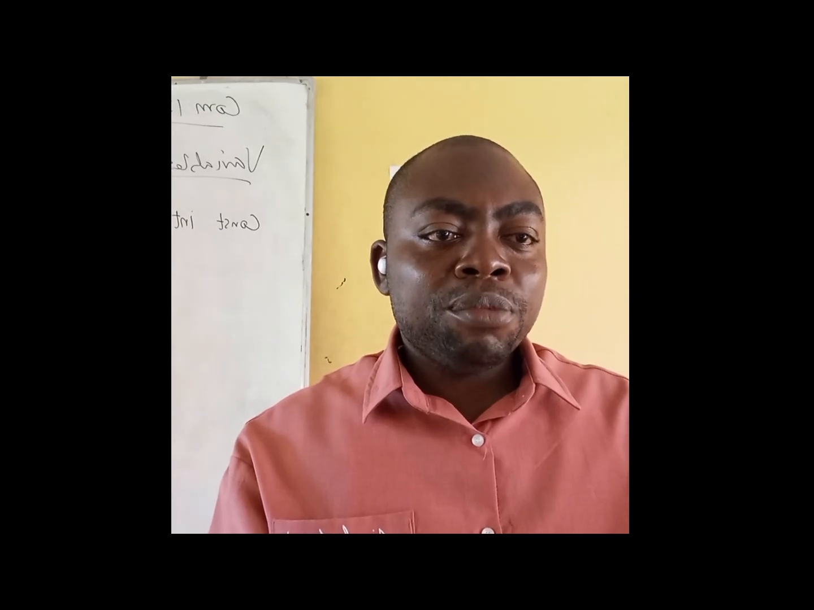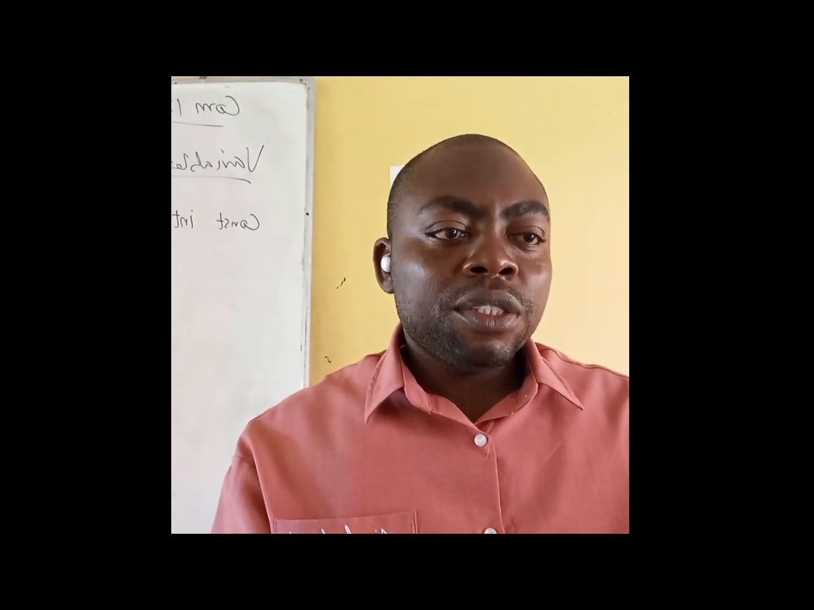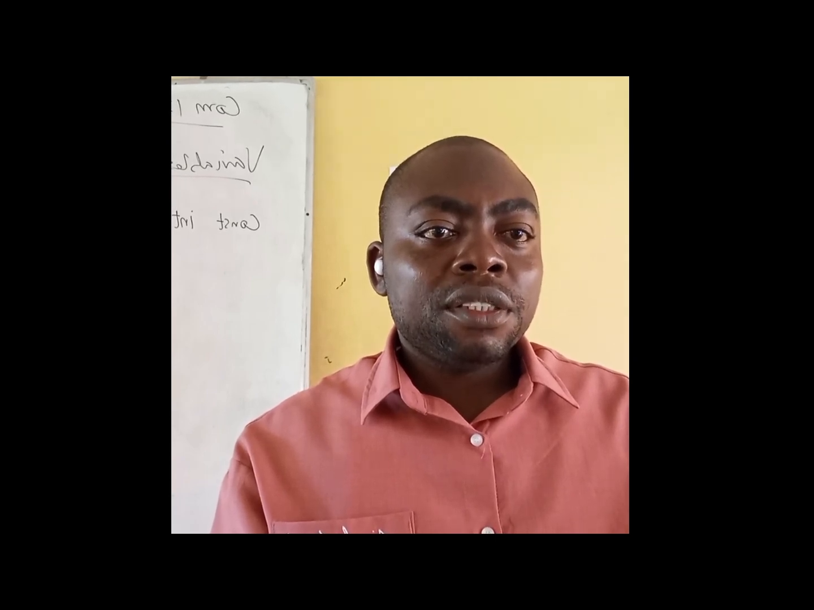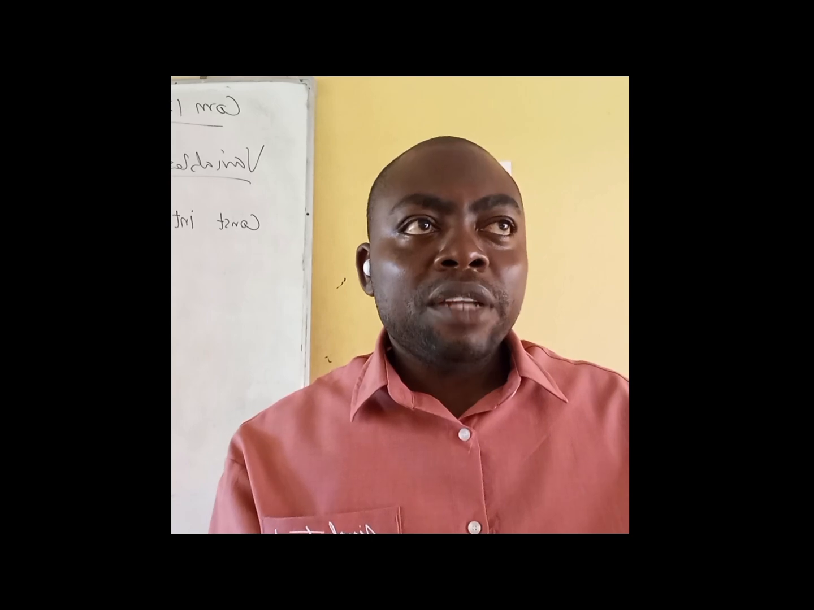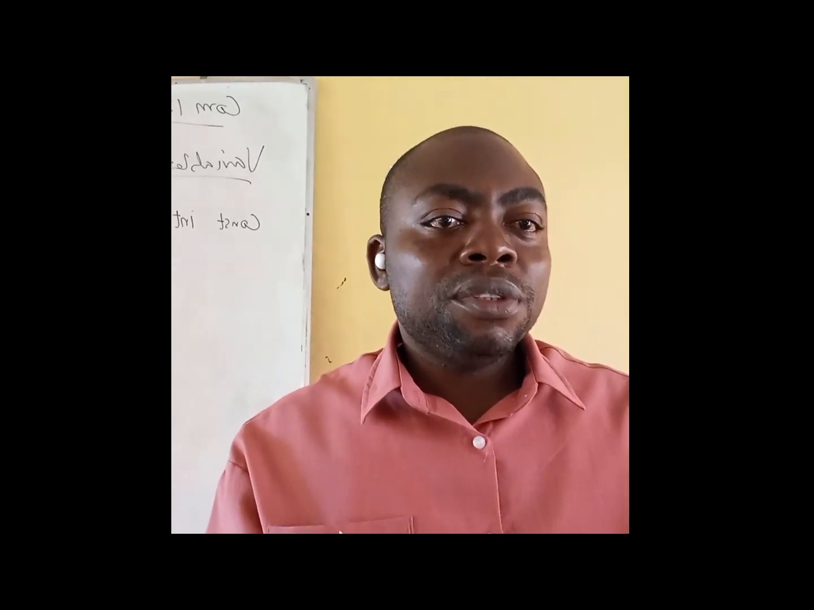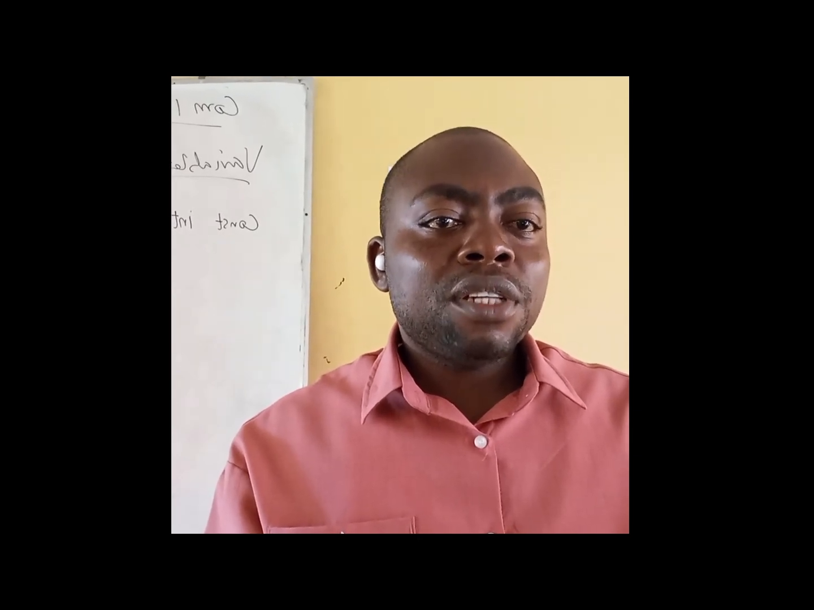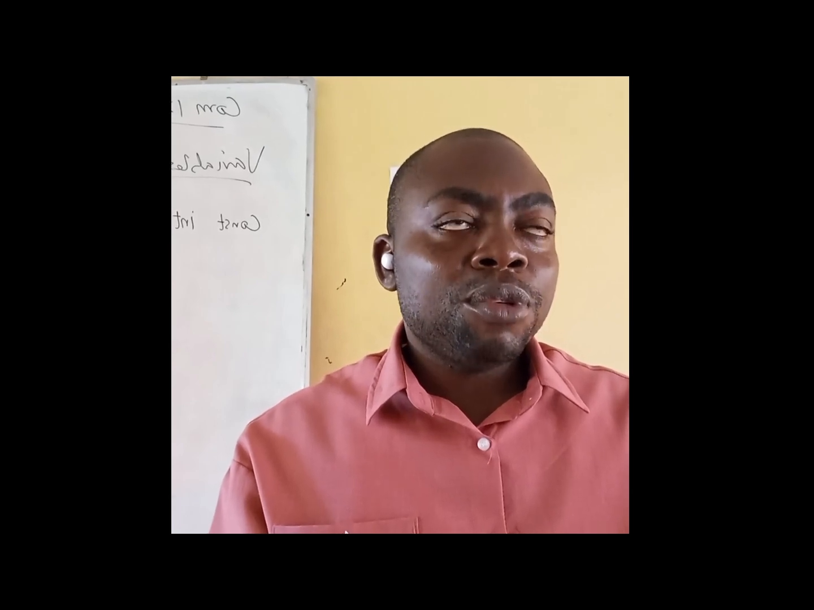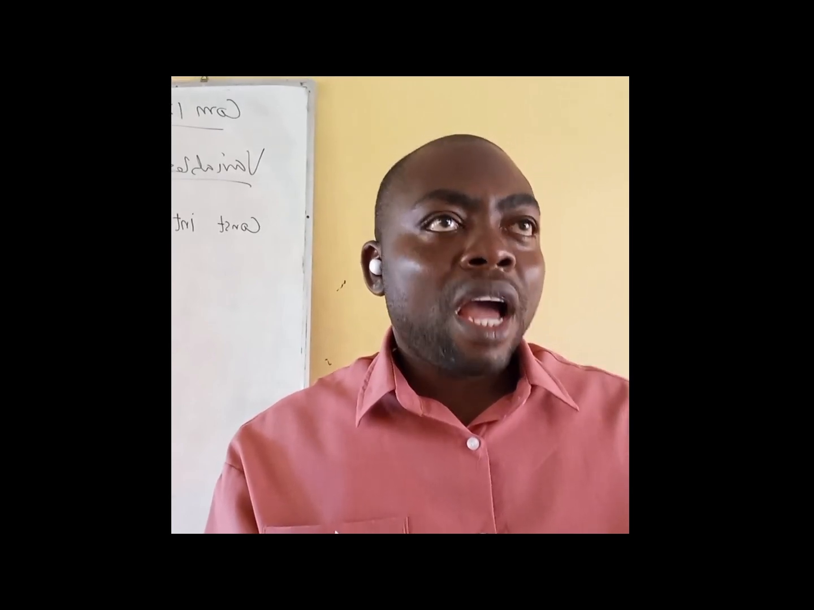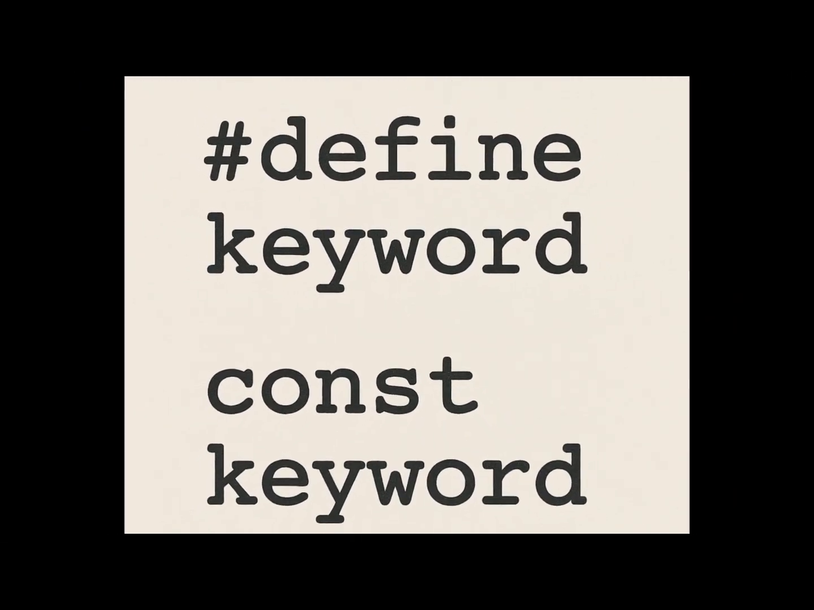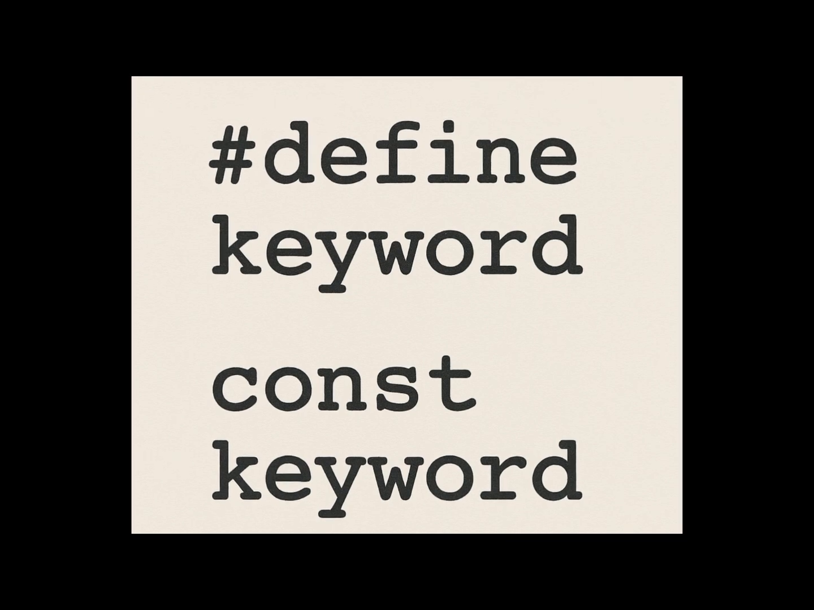There are differences there. Now use #define for simple values and const when you want the compiler to check types. You understand? If you want the compiler to check types, then you use const. But for simple values, you can use #define. So that's the difference. Or you can go and still search for more differences between using #define to declare your constant variable, or using a const keyword.